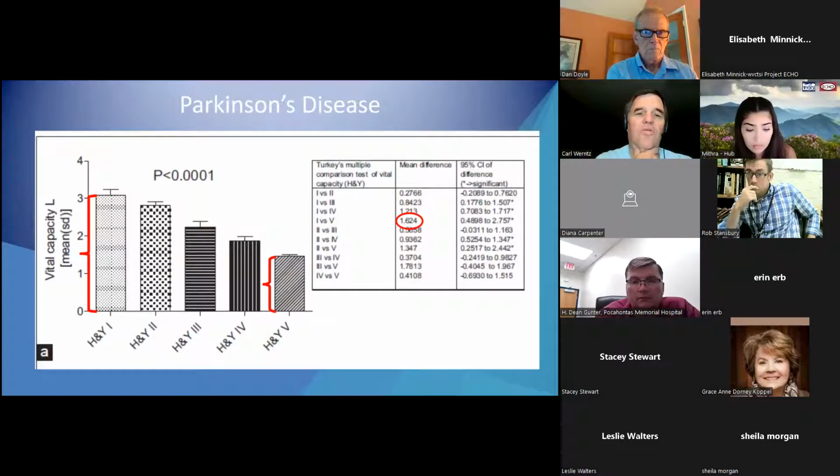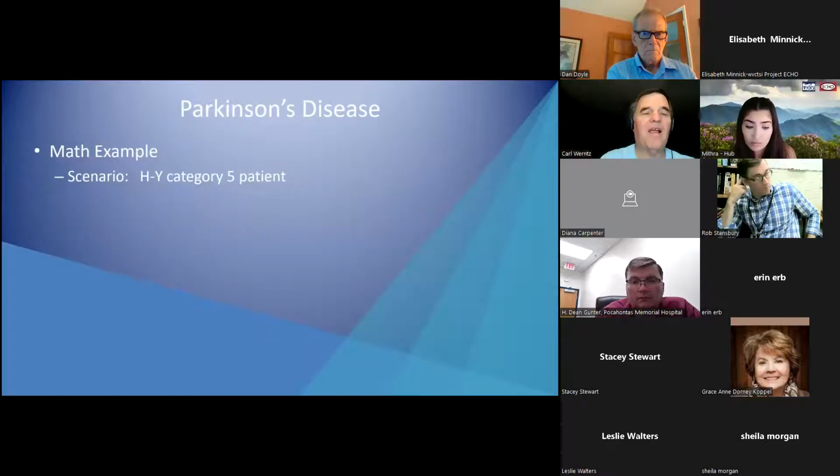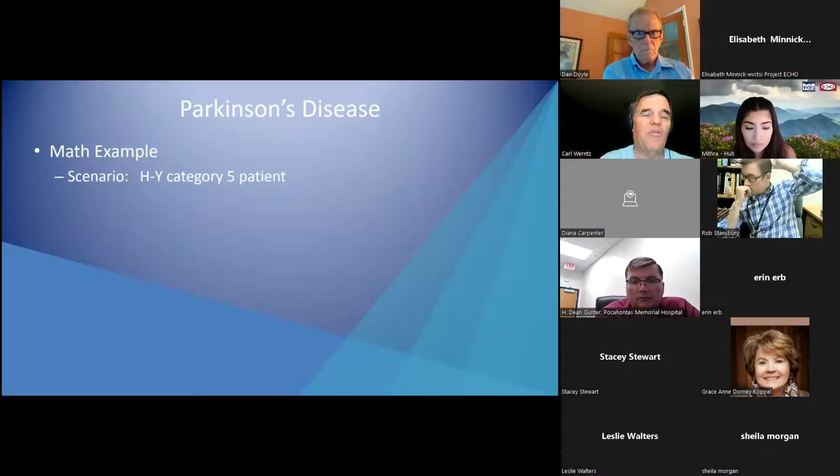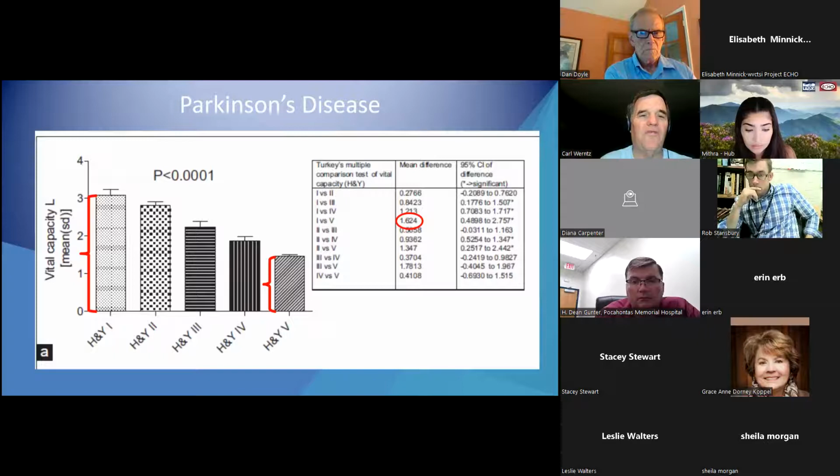So when I zoomed in, you can see that, okay, my category would be... go backwards. There we go, that one. So my category would be an HY5 patient, and I need to compare him to an HY1. One of the things you have to know from the text portion of this article is that the HY1 patients, who had a little bit of Parkinson's disease, but it was unilateral, were not statistically different from normals. So when they compared them, they're the same as normal people.